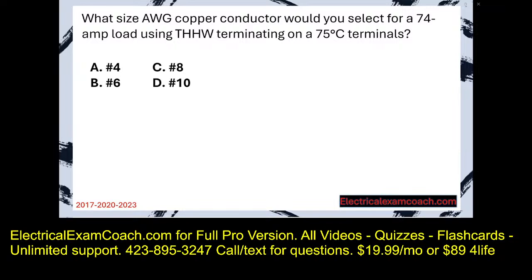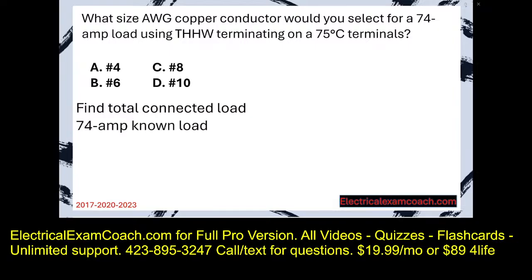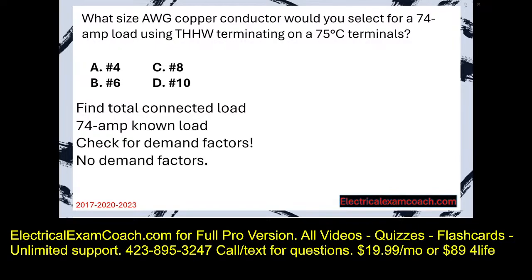What size AWG copper conductor would you select for a 74 amp load using THHW terminating on 75 degrees C terminals? Step 1, find the total connected load. It's 74 amps. Now, let's check for demand factors. Well, in this case, there are no specific pieces of equipment and there's no continuous load, so there are no demand factors. And we have to remember that our wire must meet or exceed the known load.